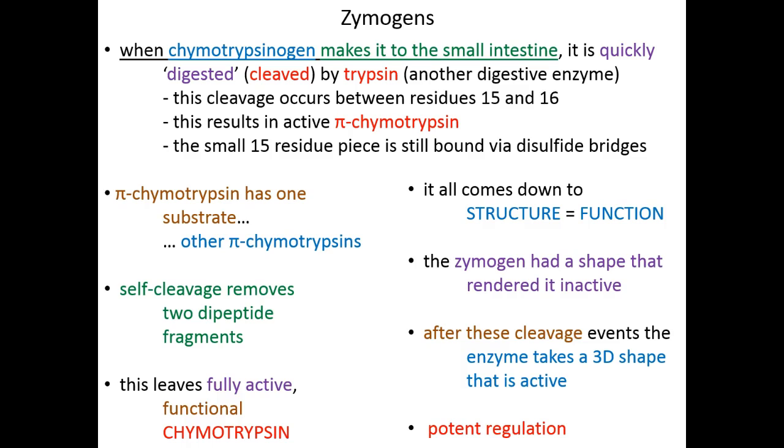So this is, again, a very potent form of regulation. You go from completely off, and there's not much you can do about it, to completely on, and there's not much you can do about it either, allowing you to make dangerous enzymes, but make them in a safe way so that later on you can activate them when they should be active. So that's all we're going to cover in this first chunk here.